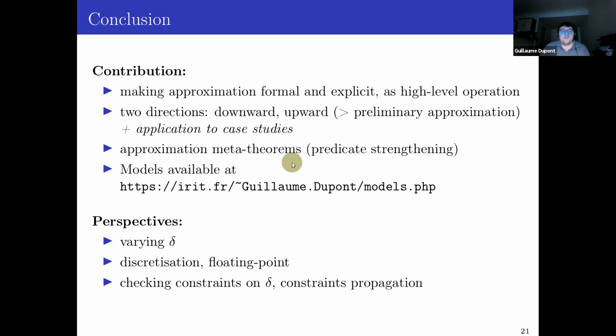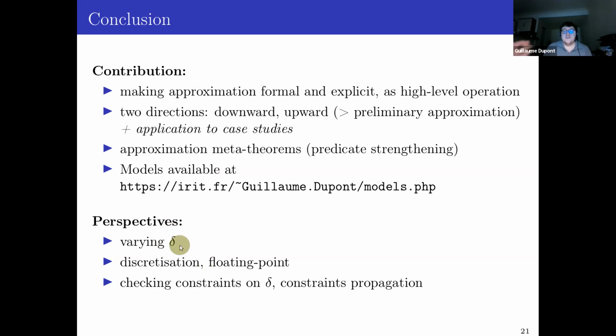We wrote a lot of approximation meta theorems, in particular these predicate strengthening theorems that actually really make proofs easier. And also models are available on the website if you want to take a look. And as a perspective, I would like to tackle the problem of what happens when delta varies.